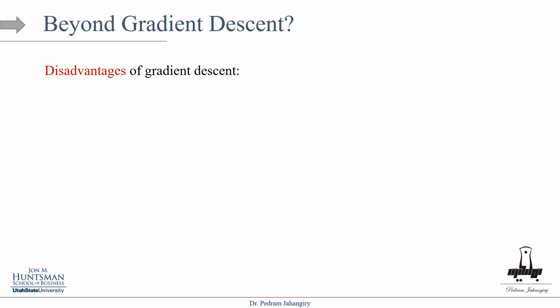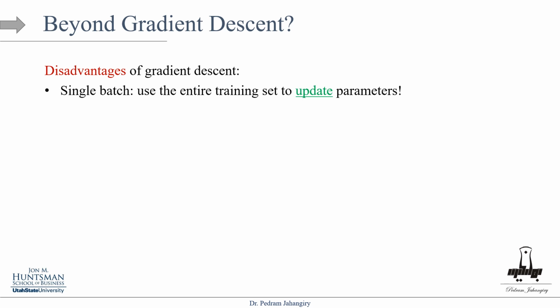Okay, now the question is, why should we go beyond gradient descent? There are some important disadvantages of gradient descent that make us wonder, can we do even better? And the answer is yes. So what are the disadvantages? First of all, and I think this is one of the most important, gradient descent is single batch. What it means is that it uses the entire train set to update the parameters.